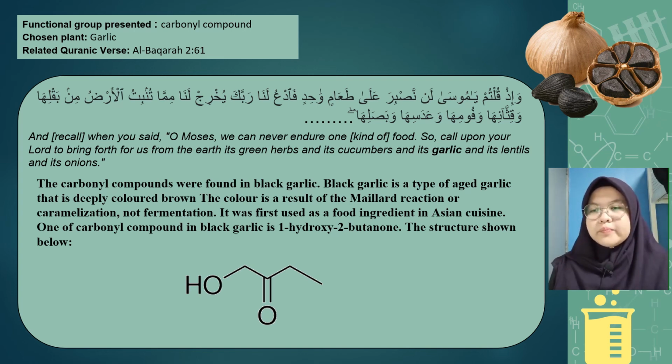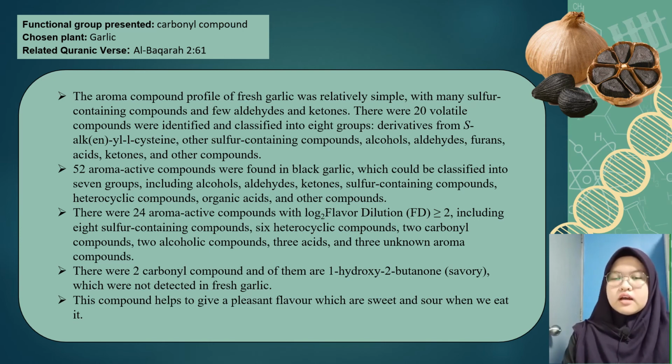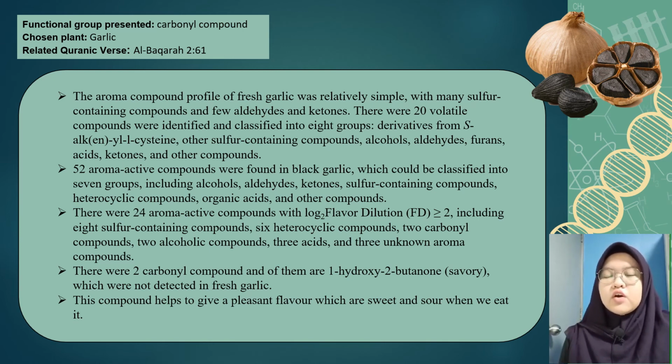Okay, so the aroma compound profile of fresh garlic was actually relatively simple, with many sulfur-containing compounds and few aldehydes and ketones. There were 20 volatile compounds identified and classified into 8 groups, derived from S-alkenyl-L-cysteine, other sulfur-containing compounds, alcohols, aldehydes, furans, acids, ketones, and other compounds.